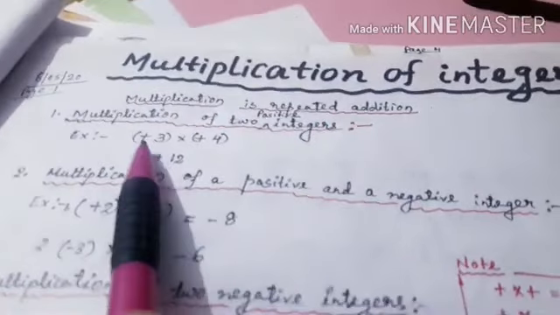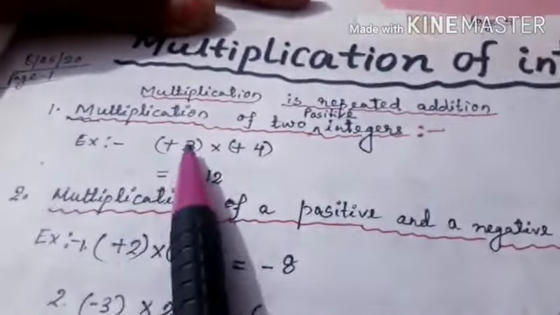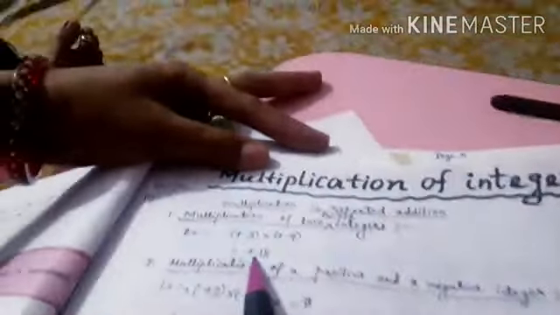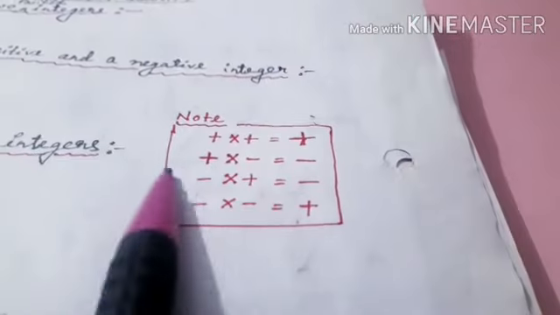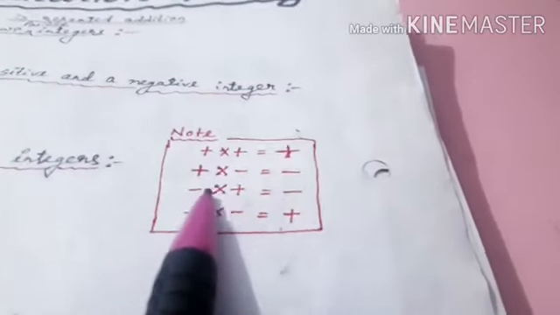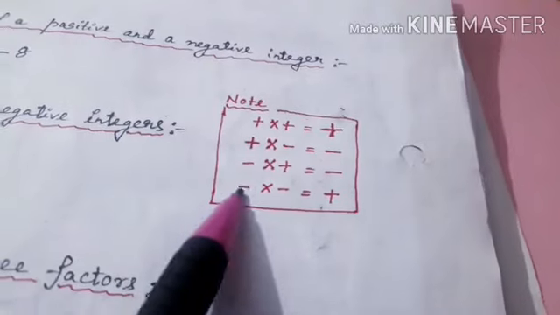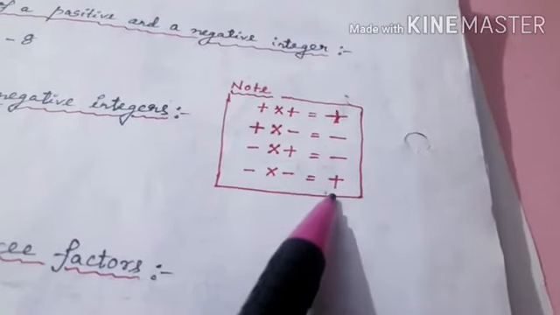Let's take one example, plus 3 and plus 4. These two are positive integers. When we multiply both, we will get plus 12. See, whatever the sign says about the multiplication: plus into plus we will get plus, plus into minus we will get minus, minus into plus we will get minus, then minus into minus is equal to plus.